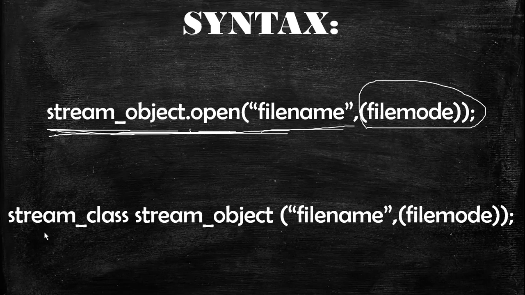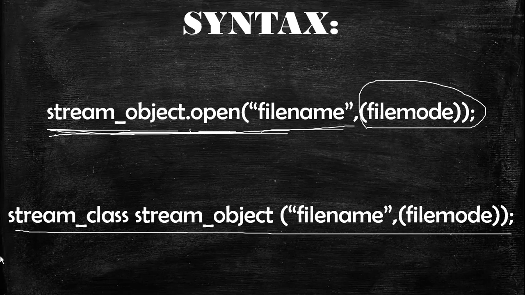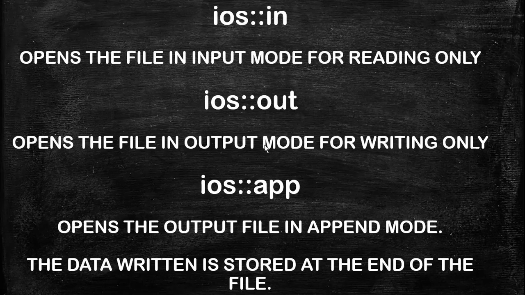The second way is writing using the constructor. Then everything is the same, you have read about this. Just write the file mode here. Don't use the brackets while writing this. Just write the file mode here. Now here are the modes.